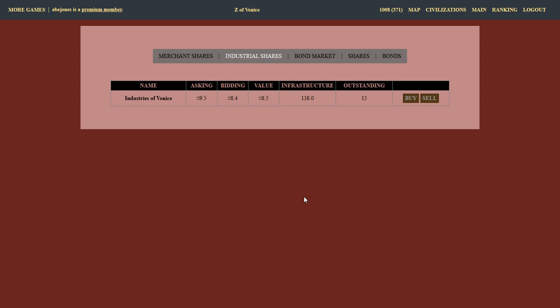Industrial shares represent things such as mills, mines, and other industries. Back in the late medieval times and Renaissance, places such as mills and mines would often release their own shares as opposed to companies and corporations. In this game, it's more generalized, so for instance, in this example, you're just generally investing in the industries of Venice. And in order to do that, you must have an office. Your family must have an office in Venice, and that's the same with merchant shares and bonds as well.